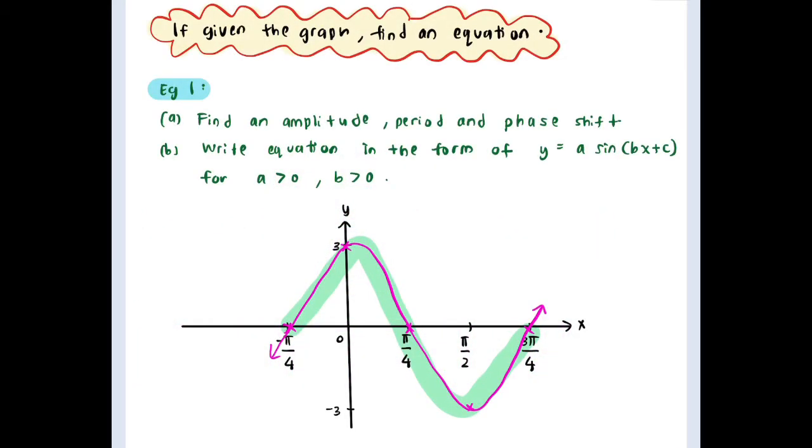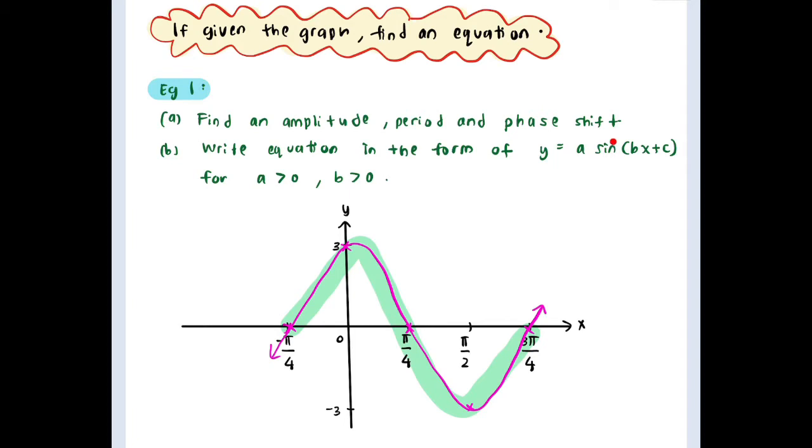Let's see a different type of question. You are given a graph, then you need to find the equation of it. So let's see example 1. Find the amplitude, period, and phase shift. And second, write the equation in terms of y equal to a sine bx plus c, for a positive, b positive. So this is the graph given.